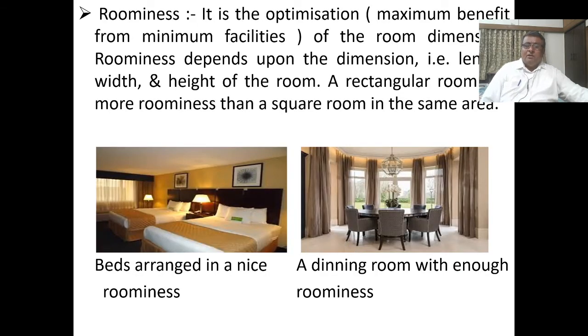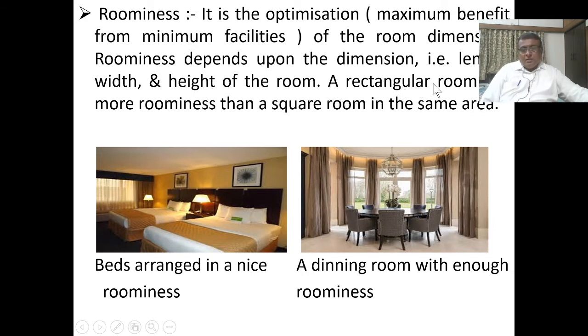Then roominess. Roominess means optimization, getting maximum benefit from minimum facilities of the room dimensions. It is optimization of the room dimension. Roominess depends upon dimension, that is length, width and height of the room. How much room space is there, how easy the movement of the person is in the room, that is roominess.